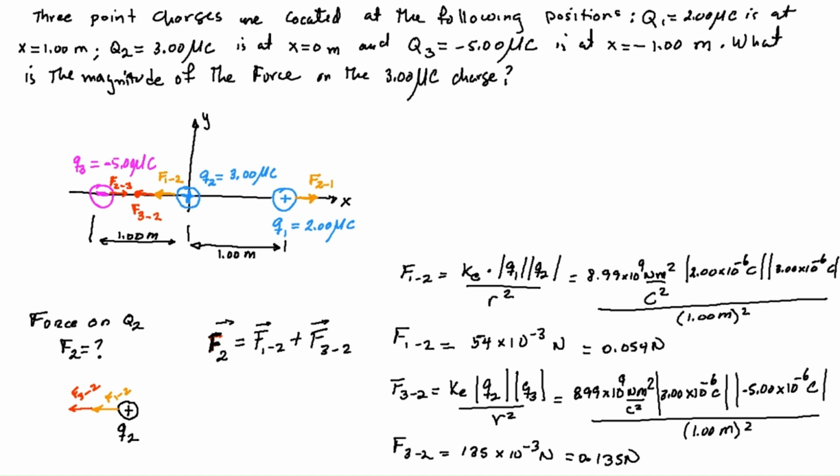Now we know that both vectors have the same direction. So I can calculate now the magnitude of force 2 as just the total of these two forces, so 0.054 newtons plus 0.135 newtons. So the force 2 will be equal to 0.189 newtons. And as a vector, I can say that the force is 0.189 newtons west, or I can say just to the left. And this one is the force on the particle 2.